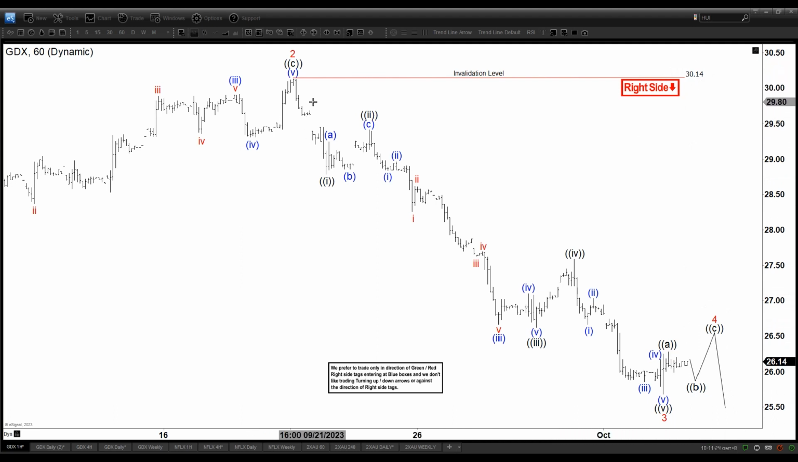So I think it's a pretty straightforward, shorter cycle still calling for more downside, and the fact that the right side is red means we have a bearish sequence.